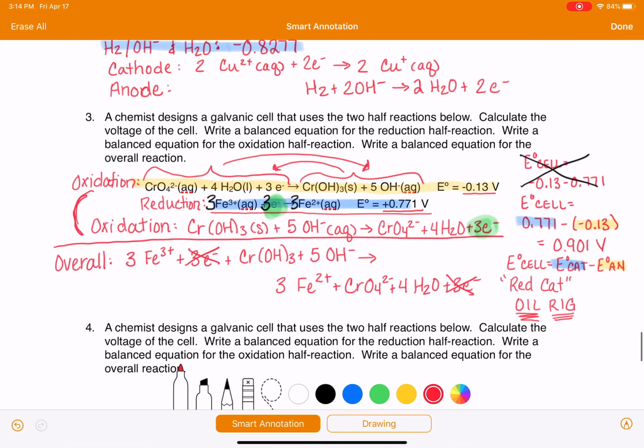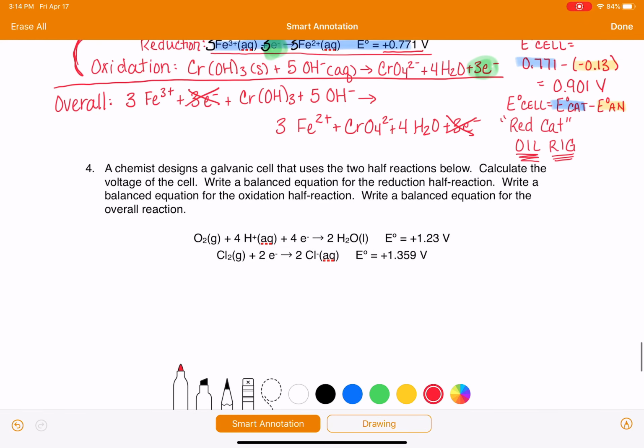We have one more, same type of problem, so we get to practice it again. Two half reactions: calculate the voltage, write out the half reaction for the reduction and for the oxidation, and write the overall equation. So first thing that we're going to do is use the voltages to calculate E cell, knowing that E cell has to be positive.